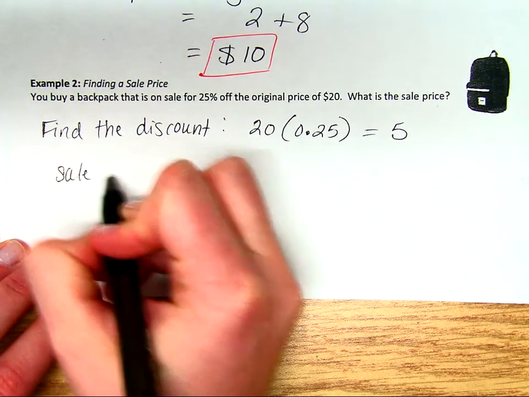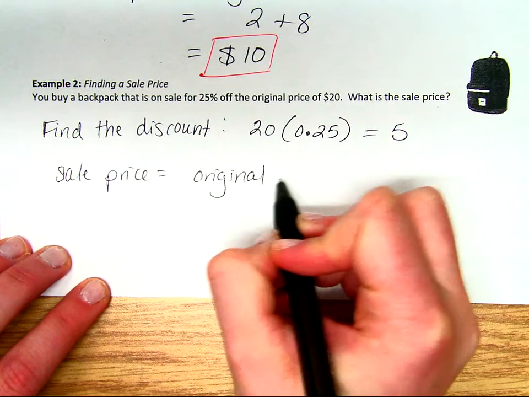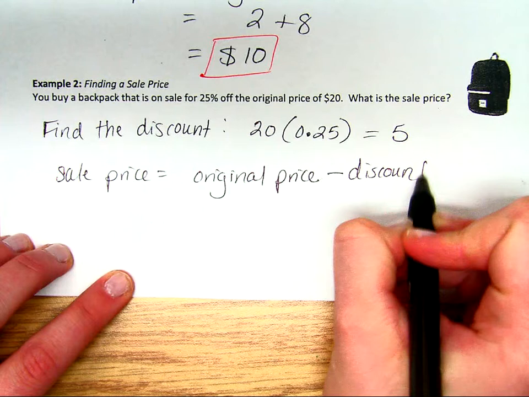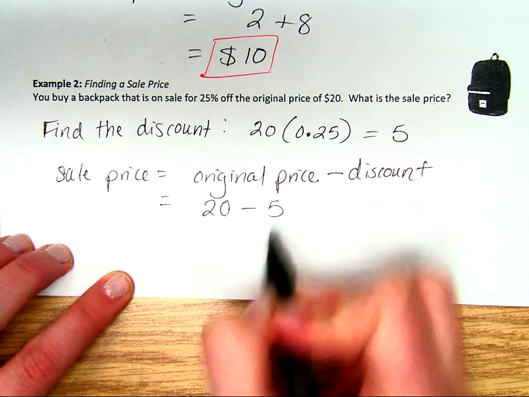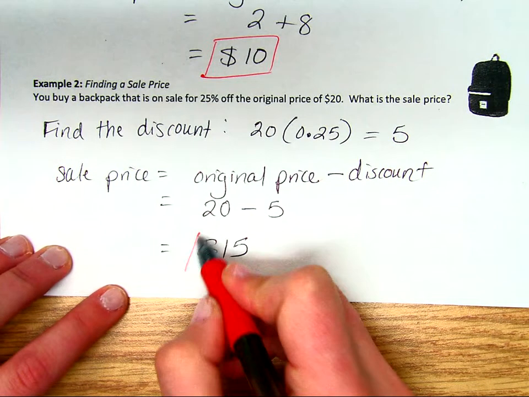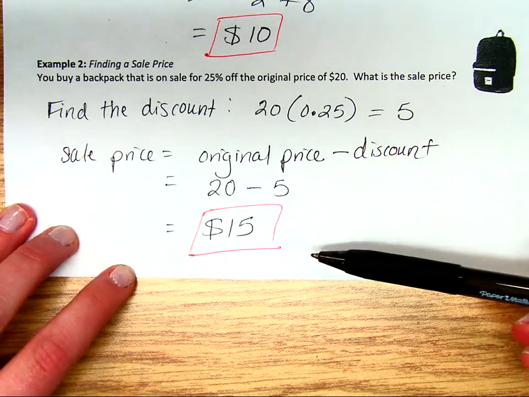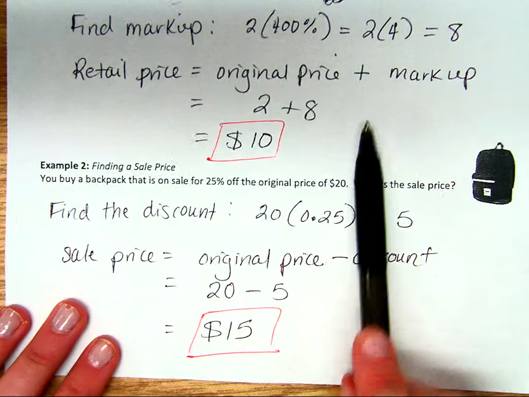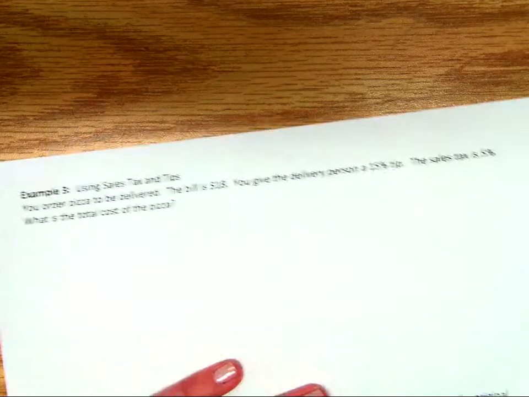So now the sale price is going to equal the original price minus the discount. So originally the backpack was $20, but I'm taking off $5. So now I only have to pay $15 for the backpack. Not a bad deal. So this was a markup versus a discount. We had to add the markup to our original price here, and then subtract for a discount. Okay, one more example here.